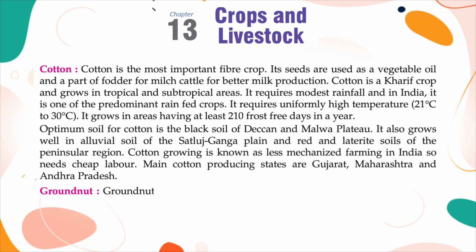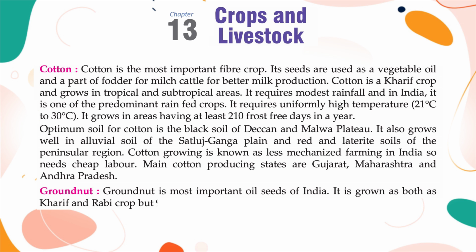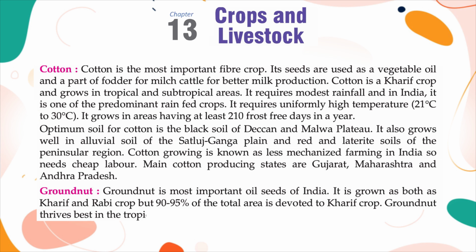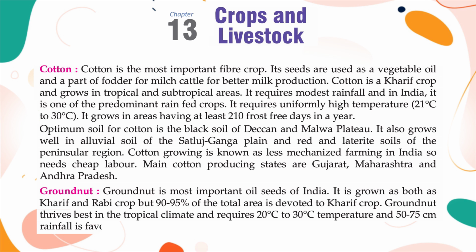Groundnut. Groundnut is most important oil seeds of India. It is grown as both kharif and rabi crop, but 90 to 95% of the total area is devoted to kharif crop. Groundnut thrives best in the tropical climate and requires 20 degrees Celsius to 30 degrees Celsius temperature and 50 to 75 centimeter rainfall is favorable for its cultivation.